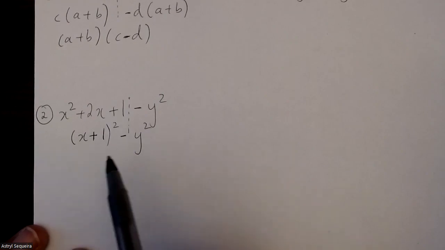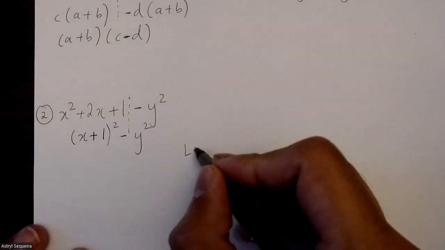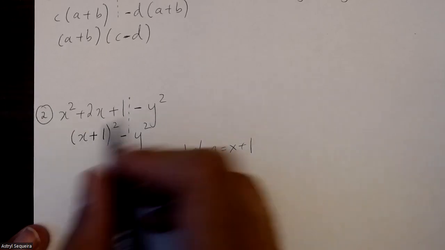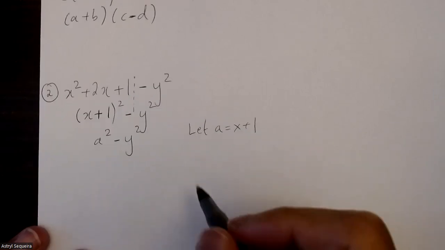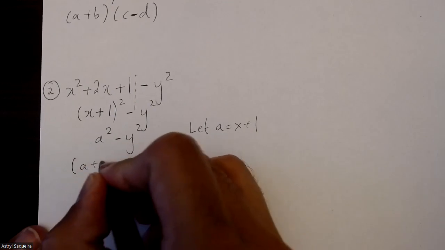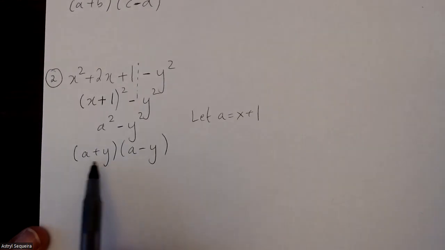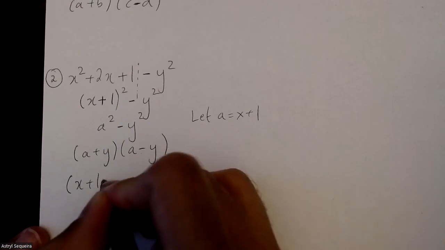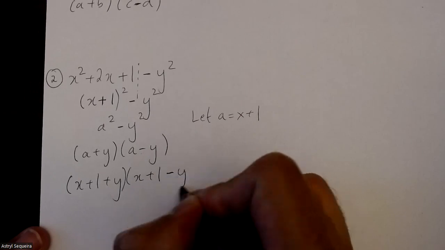Now you want to factor this with difference of squares, but if it's a bit difficult for you to do it, you can always do substitution first. You can say let a equal x plus 1. And I'm going to rewrite this as a squared minus y squared. So now this is a lot easier to factor with difference of squares. That's just a plus y, a minus y. And then I replace the a's back with x plus 1. So my final solution is x plus 1 plus y and x plus 1 minus y.